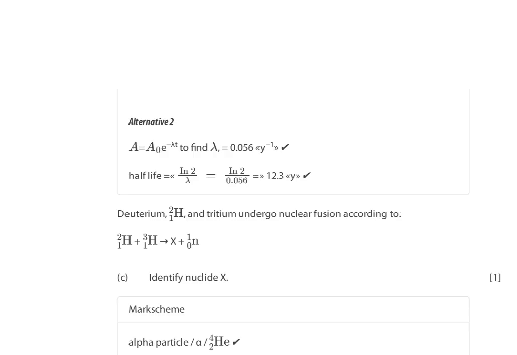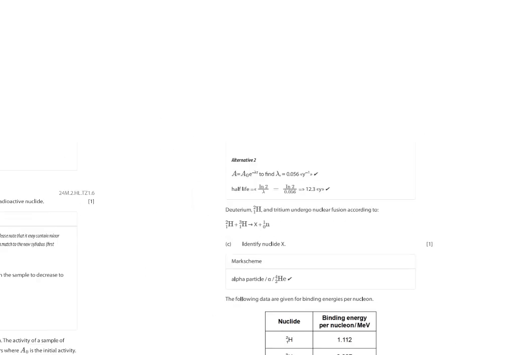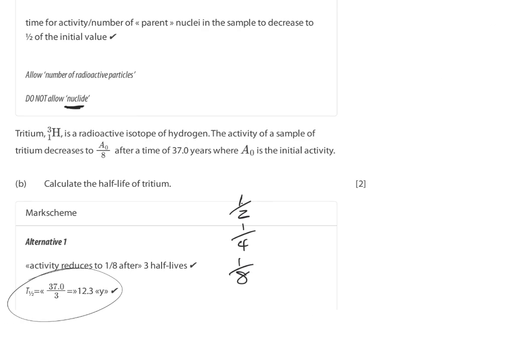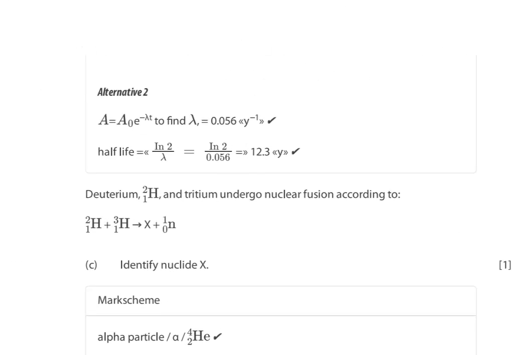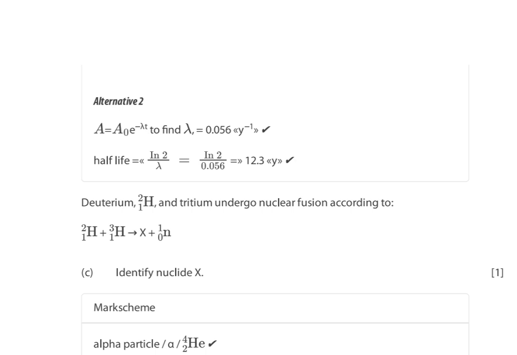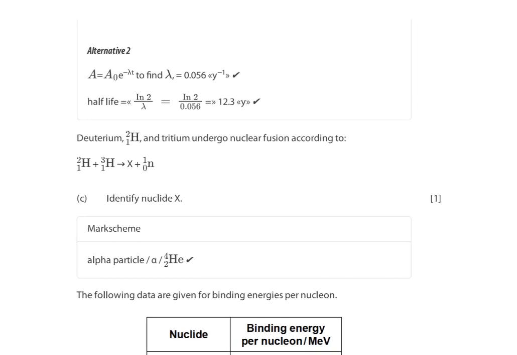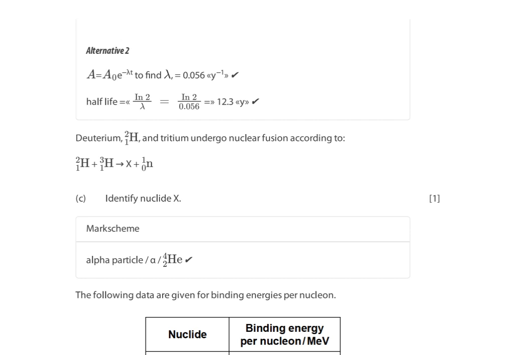And the alternative does work. You say that A equals A naught e to the negative lambda t. We know t and we know A. And so you can figure out the decay constant, and then knowing the decay constant, half-life is the natural log of 2 over the decay constant, which gives you 12.3 years. And so the formulas do work. I think that's way more work than you need, but I guess if you don't really understand half-life, or you don't notice that 1/8 is 3 half-lives, then yes, I suppose the only route to take would be to use the activity equation. Anyway, so deuterium, and then C.